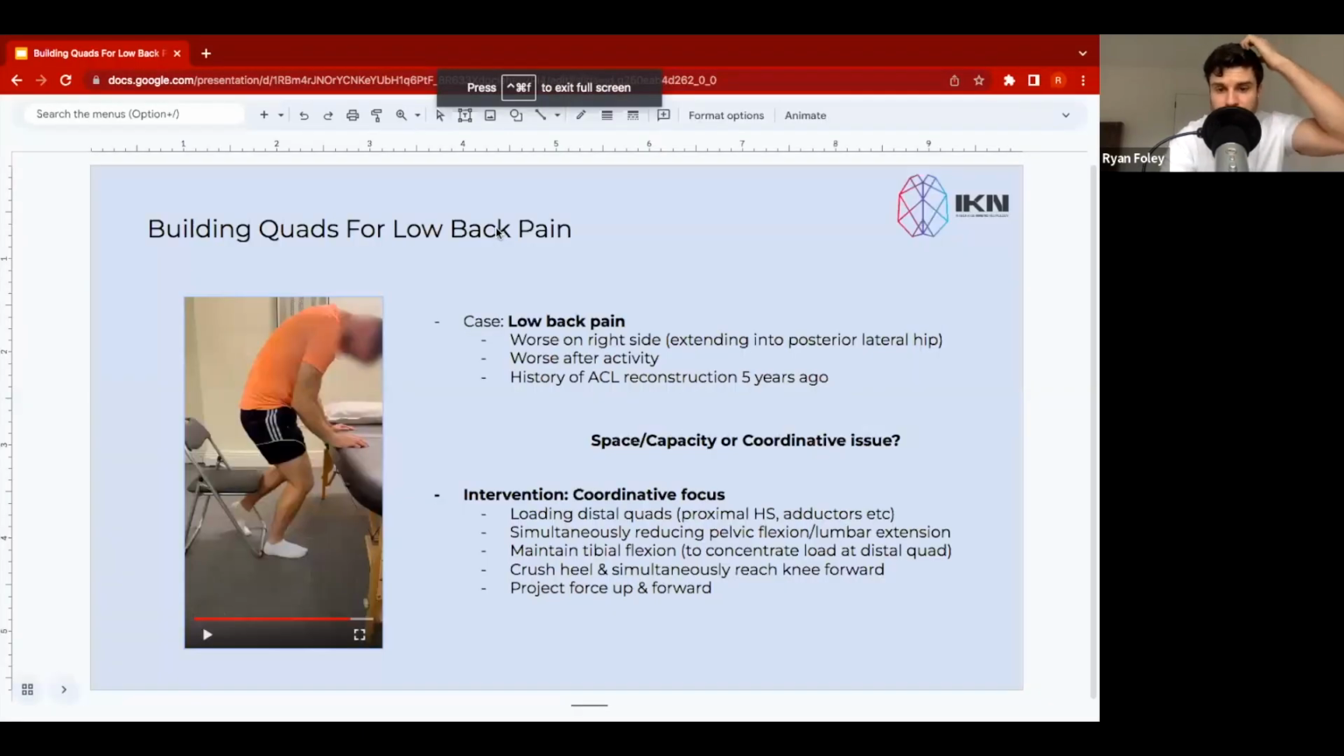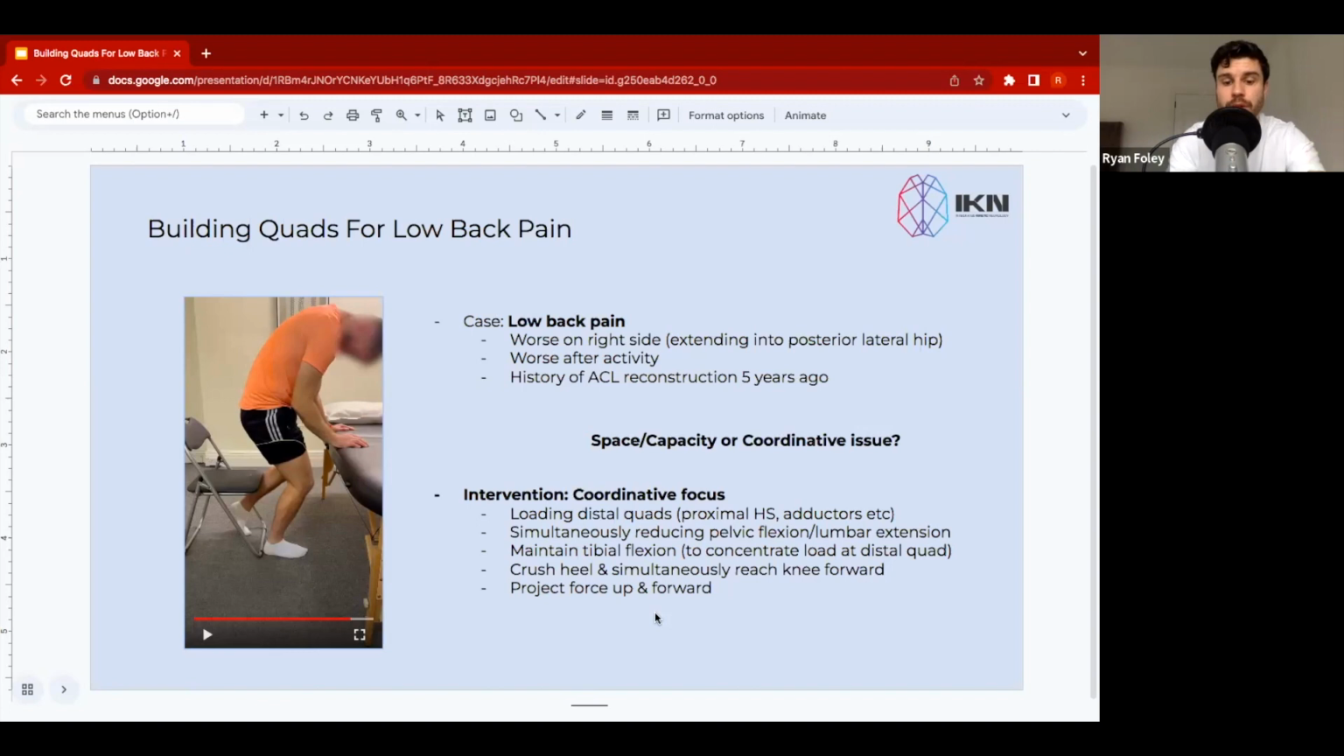So ultimately, again, loading the distal quads, and simultaneously reducing the flexion of the pelvis, which would be an anterior tilt, lumbar extension, trying to maintain tibial flexion to concentrate load at the distal quadriceps, crushing the heel into the ground, and simultaneously reaching the knee forward. And again, one of the key things here is projecting the force up and forward, not just directly upwards. Okay, so lots of things to consider here.